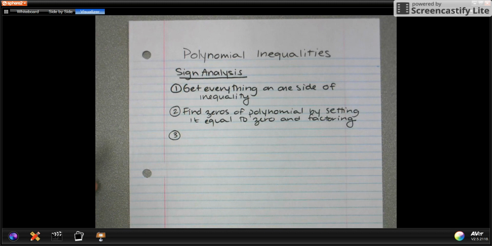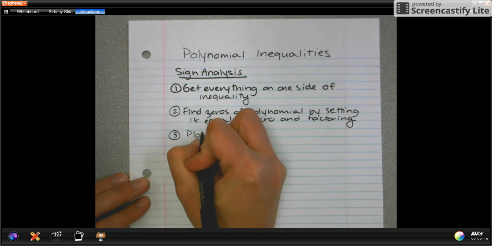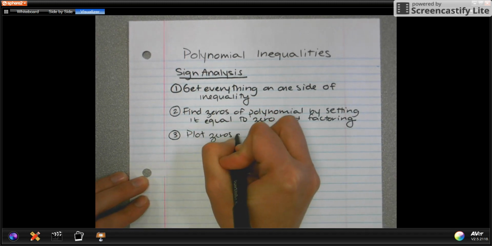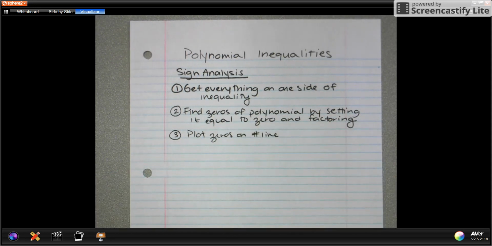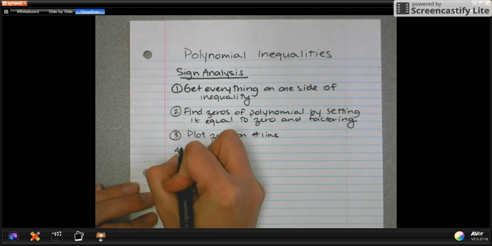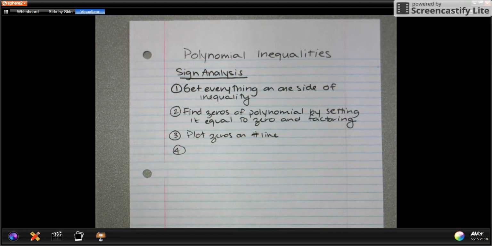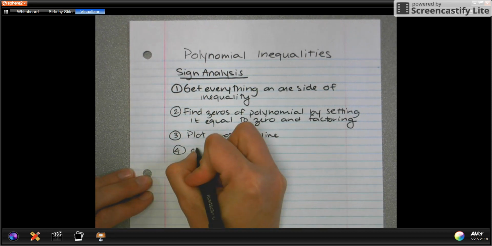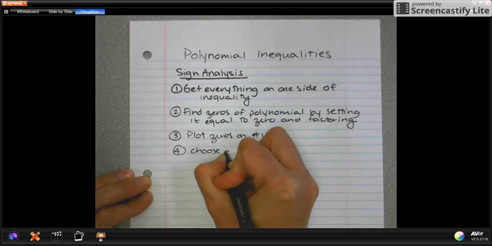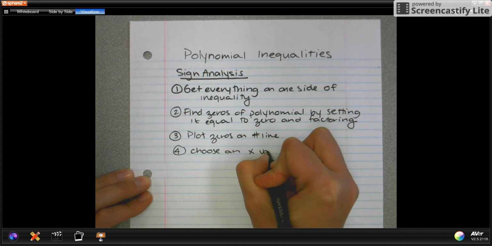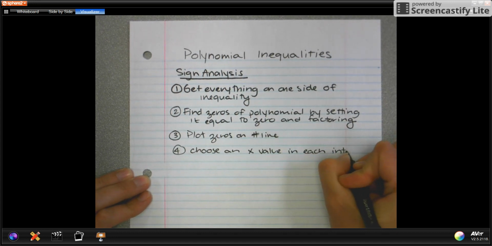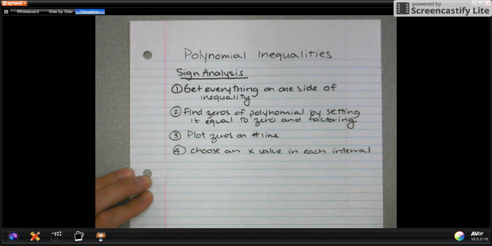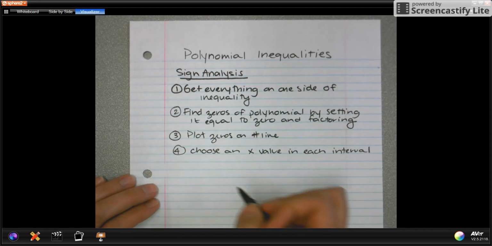What we're going to do is plot the zeros then on a number line. What this is going to do is break the number line up into intervals. Then we're going to choose an x value in each interval and plug it into the inequality.